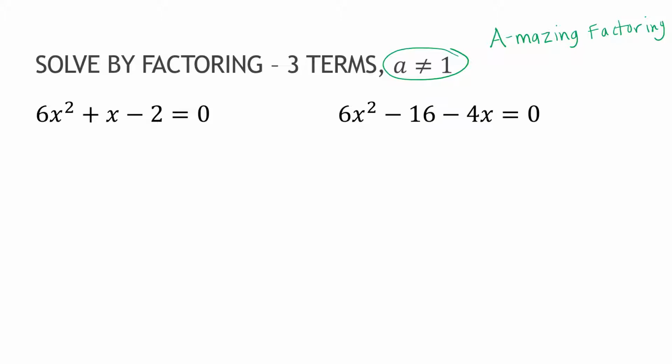So here's what I'm going to do. I'm going to take a times c, which means we know that a here is 6 and b is 1 and c is -2, because again, we're dealing with a quadratic, ax squared plus bx plus c. And again, we always want it equal to 0 when we start. So I'm going to take a times c, so I'm going to take 6 times -2 to get -12.